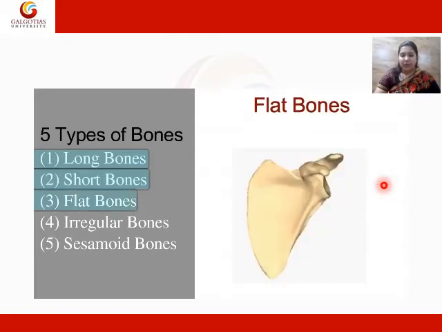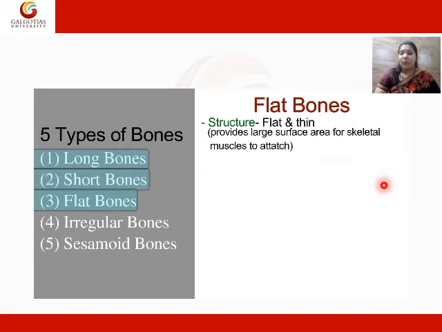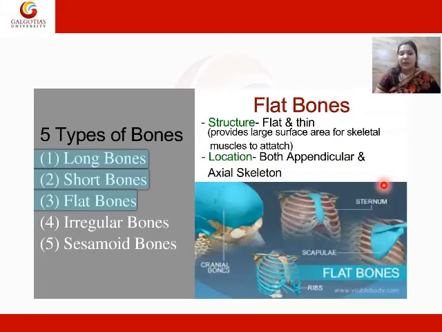Next is flat bone. Flat bones are the bones which do not have any shaft and have a flat and thin surface. They provide a large surface area for skeletal muscles to attach to. So these bones are present at sites where a large number of muscles need to be attached. The location of these bones is both in the appendicular and the axial skeleton.